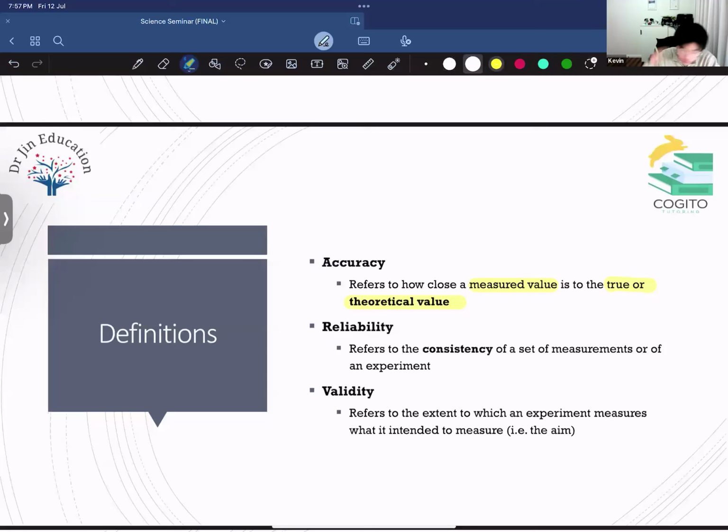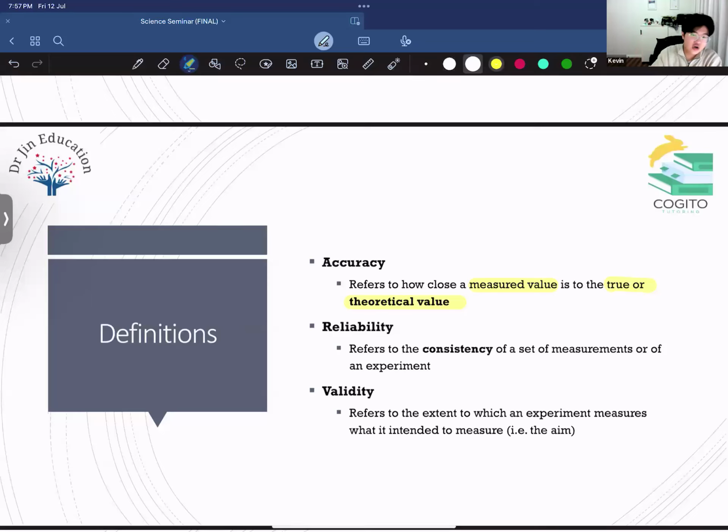So for example, I'm measuring the temperature at which water boils. What is the true or theoretical value? What temperature does water boil? Tommy? I think it's just 100 degrees. Correct, 100. So it should be 100.